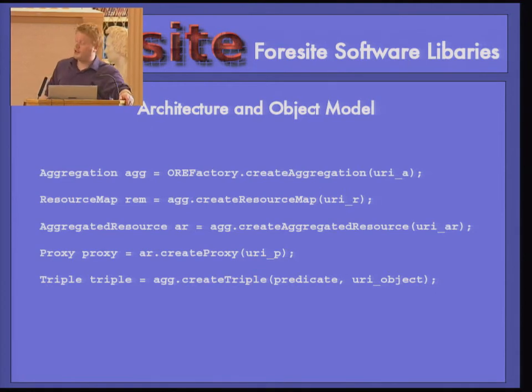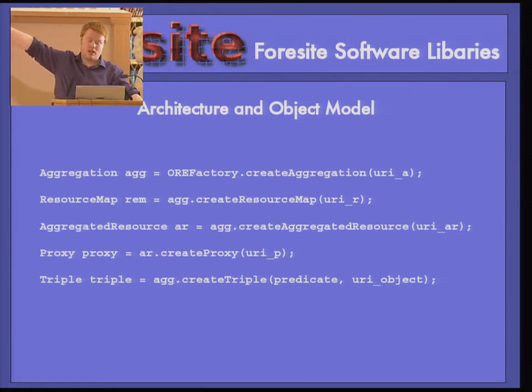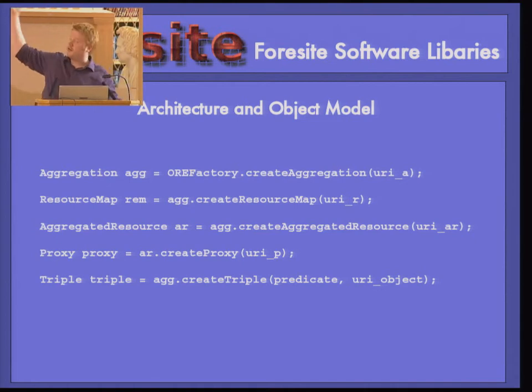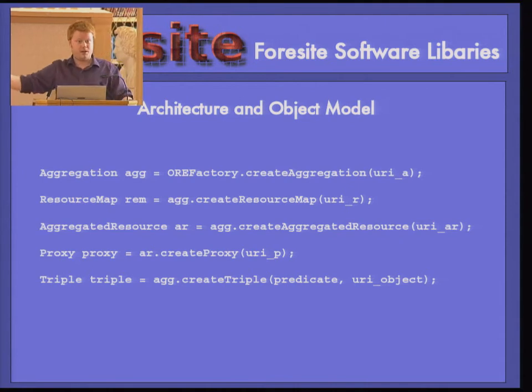This is the Java library and how you would go about constructing a resource map. As I said before, the aggregation is the central thing, so the aggregation is where we start. We have a method, create aggregation. Every one of these objects starting with URI is the URI of the object we're talking about. Create an aggregation with this URI, and then from that you can construct a resource map with a given URI.